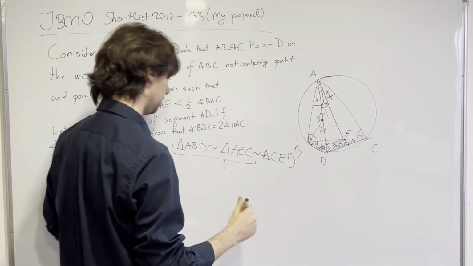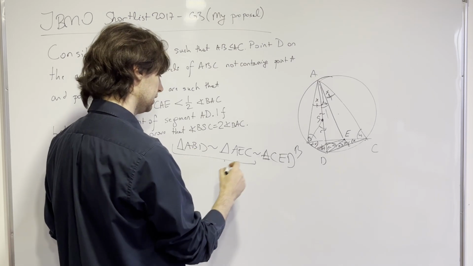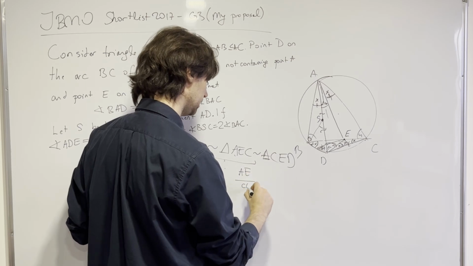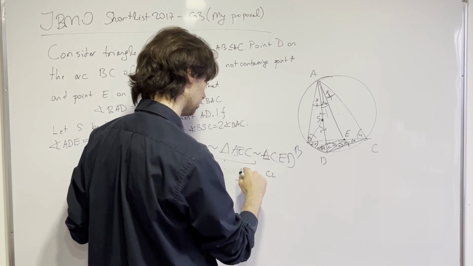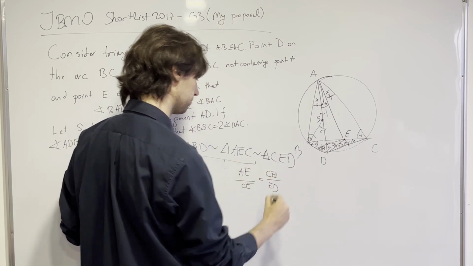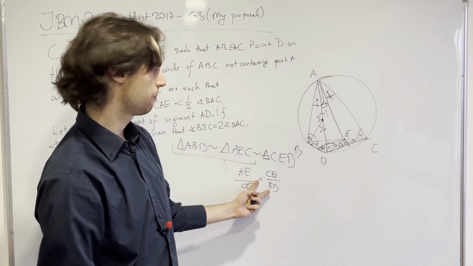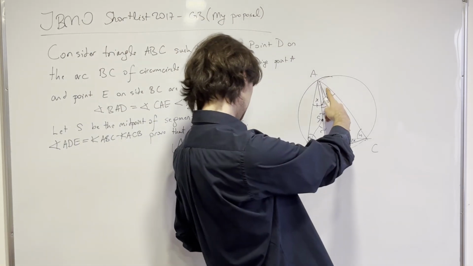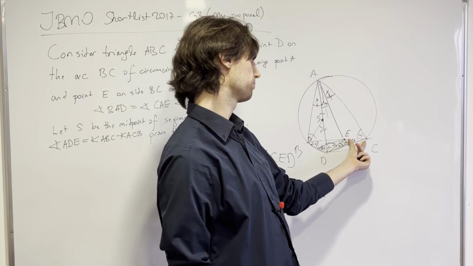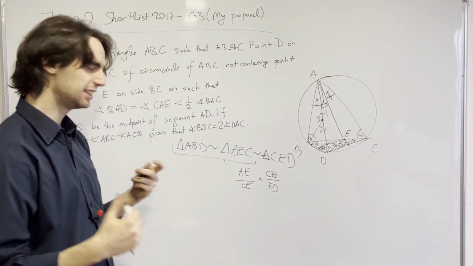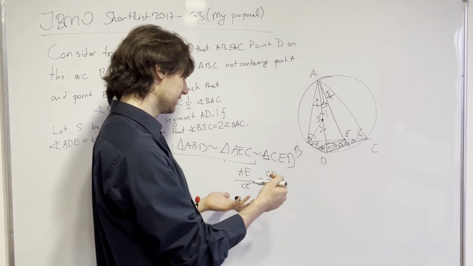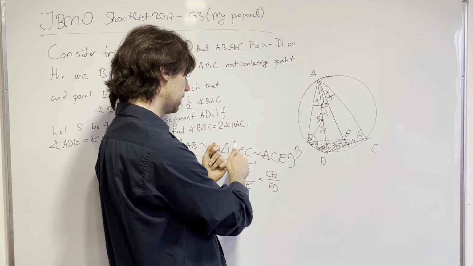But let's see what we have from the similarities. So let's take first AEC. So we have AE over CE is equal to CE over ED. So now what does this give me? It gives me AE times ED is EC squared. Have I used anything specific about E here? Have I used anything about A or C here?